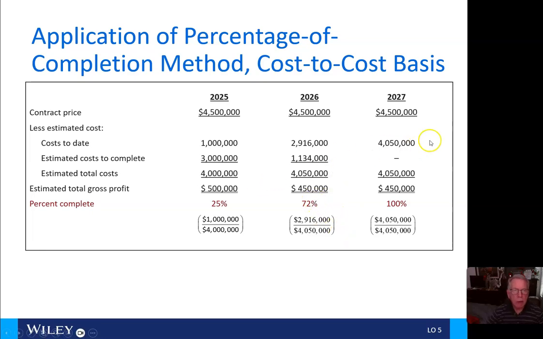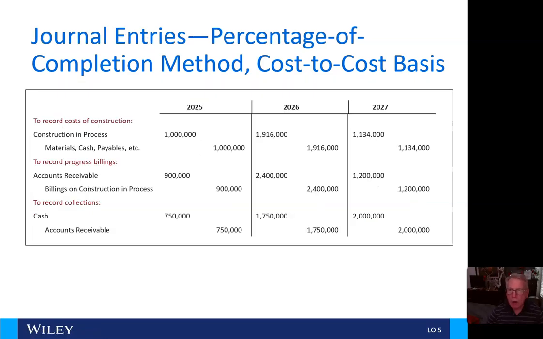So now in 2027, our cost to complete were unchanged at $4,050,000, and our estimated total costs were $4,050,000. So we come through with $450,000 of gross profit, and the contract is 100% complete at that point in time. So how do we record that in a journal entry?